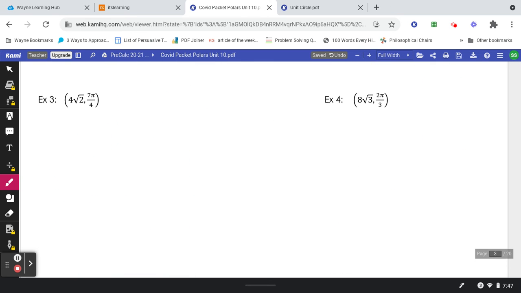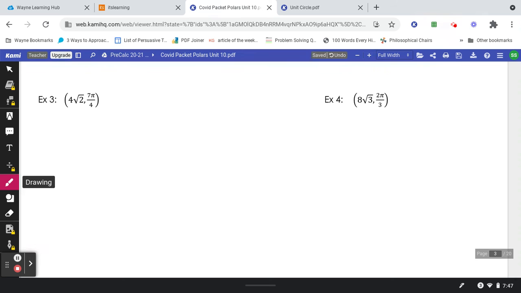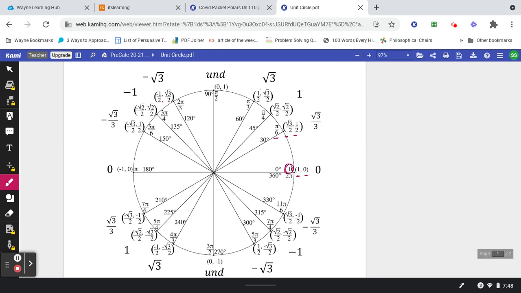All right, example number 3. It's going to be a little bit more complex. Still going to be using those same 2 equations. So x equals 4 square root of 2 cosine of 7 pi over 4. And y equals 4 radical 2 sine 7 pi over 4. So same equation, just x is cosine, y is sine. All right, so I'll leave the 4 radical 2. Now I'll go get the answer for cosine of 7 pi over 4 as well as sine of 7 pi over 4. So switch over to your unit circle.